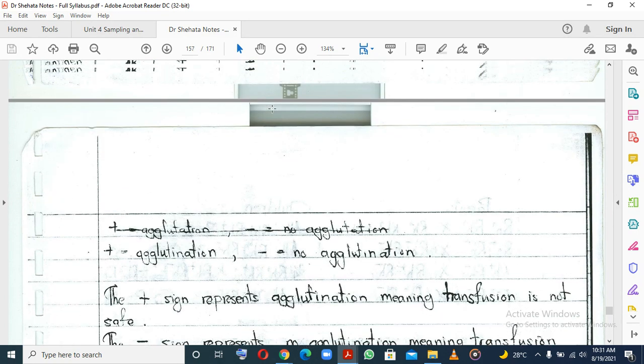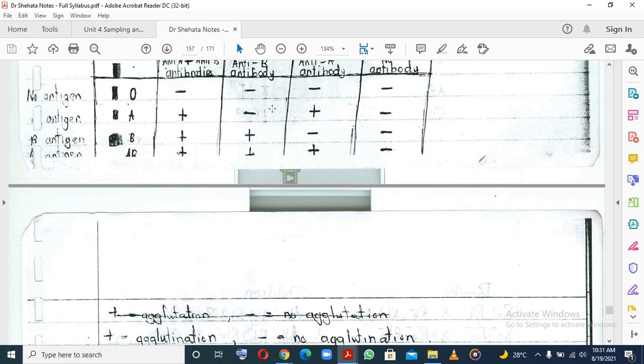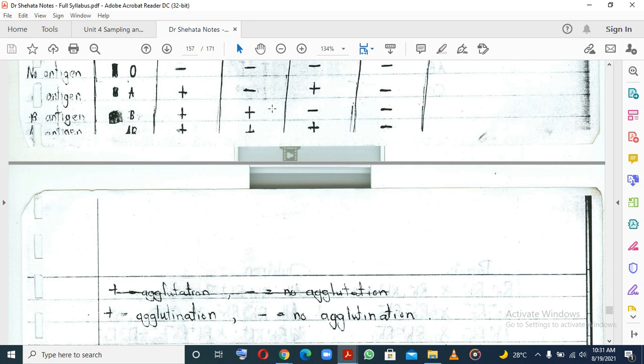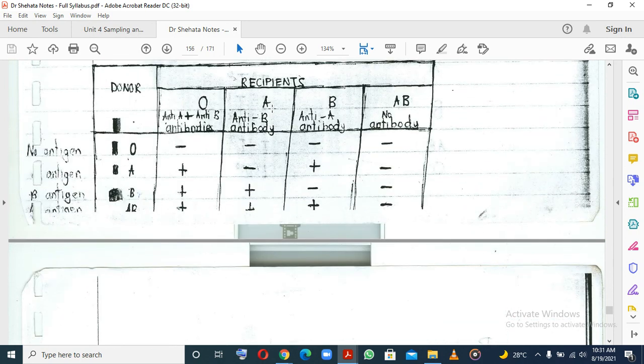What this diagram shows us is that where you are seeing those two positive signs, it means there's agglutination. When you mix blood, let's say you get blood group O and blood group O, you see that negative sign? It means there's no agglutination, meaning that the antigens and the antibodies are not going to react with one another. And where you see those plus plus, then you know that there is agglutination. And if there is agglutination, then those two blood groups can't exchange blood.